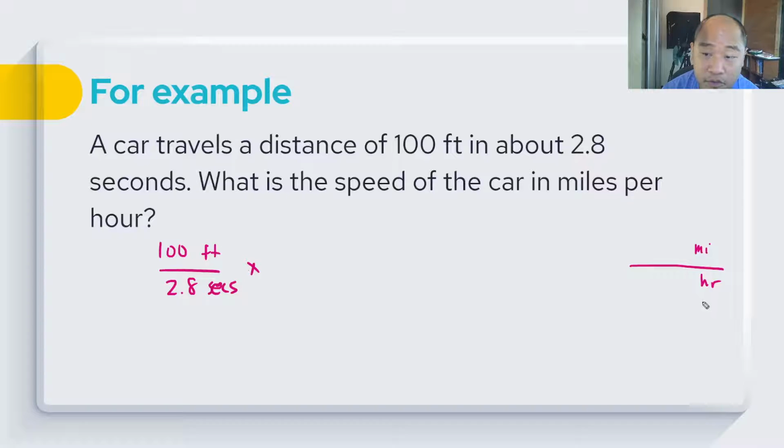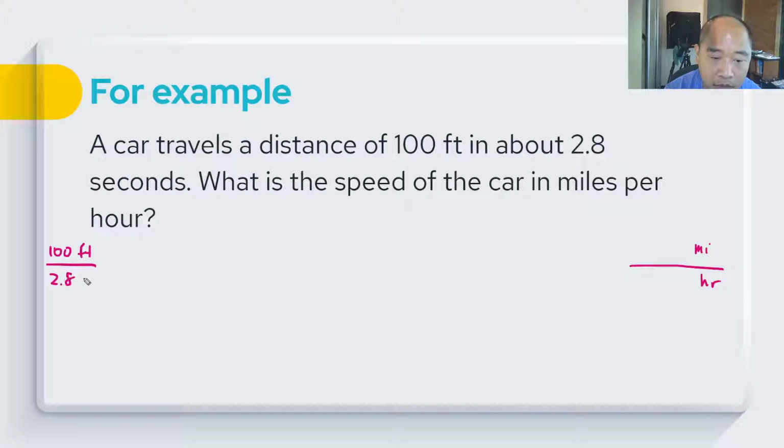So the first thing we can do is exchange the feet. And actually, I'm going to move this over a little bit. I think I need a little bit more space than this. And I might be writing a little bit smaller as well. Okay. 100 feet over 2.8 seconds.